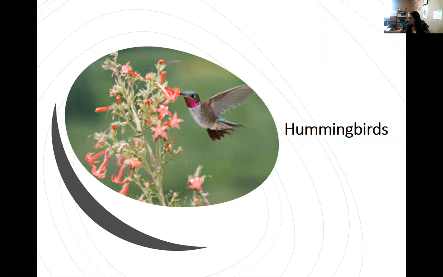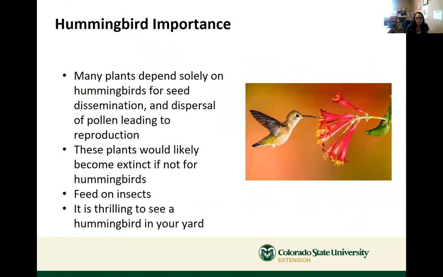Okay, let's switch gears to hummingbirds. How much fun is a hummingbird? So why are hummingbirds important? Many plants depend solely on hummingbirds for not only pollination, but seed dispersal. The birds may eat the seeds, whether it's through a fruit or something like that, and then disperse them as they fly along. So that's huge to a lot of plants. And then, of course, they also pollinate as they visit the flowers and drink the nectar, as this bird here is doing.